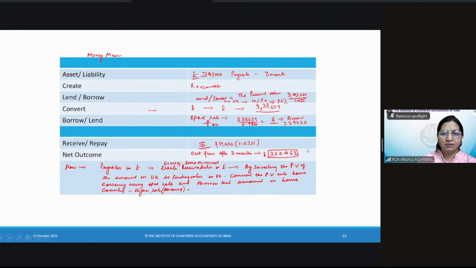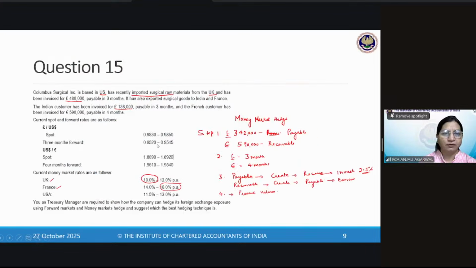Similarly, in this question, we also have receivables in euros from the French customer after 4 months. So for that, we will say that we have an asset in euro. We will create a liability. We will create payables. If you want to create payables, you will borrow in euros today, but you will not borrow the entire amount. You will borrow only the present value of 590,000 in euros. So that is at 6%. You will calculate what is the present value of 590,000 at 6% for 4 months.